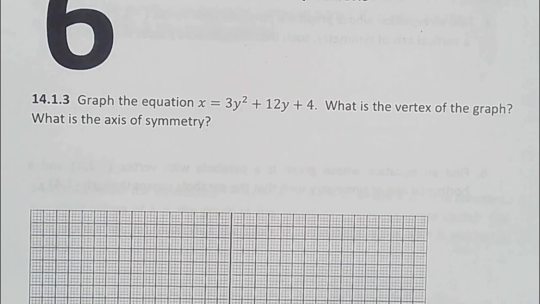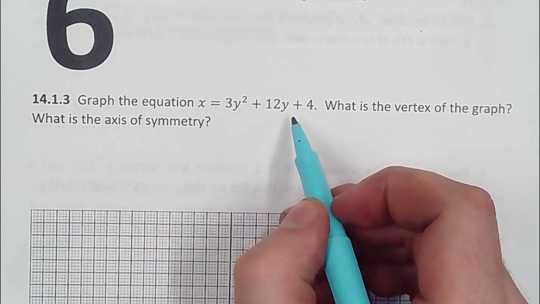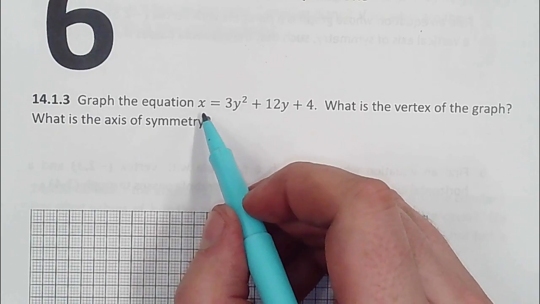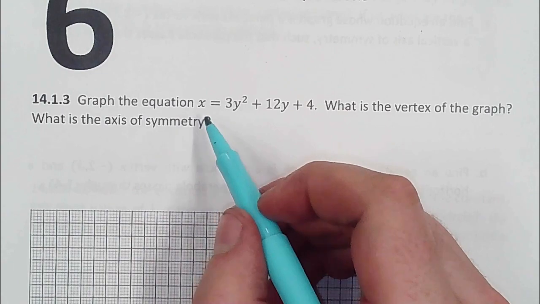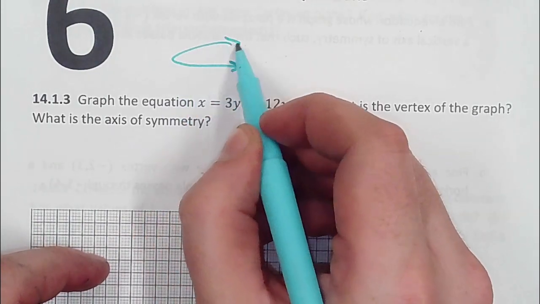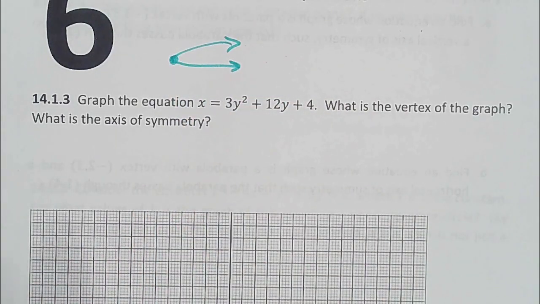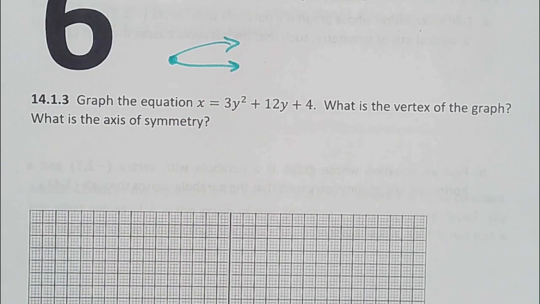14.1.3. Notice it starts with x equals. So this is a parabola, and it's going to either move right or left, because we're going to minimize or maximize x. So this one's going to move to the right because we have a positive value for our a value. So we're going to minimize x. We're going to look for the smallest value of x we can get. So what do I plug in for y to make this as small as possible? Well, it's hard to tell in this form.